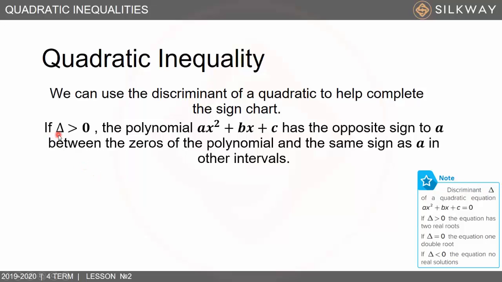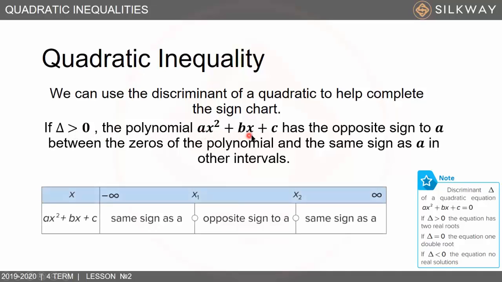If the discriminant is greater than 0, the polynomial ax squared plus bx plus c has the opposite sign to a between the roots, between the zeros. Here we have the opposite sign to a, and the same sign as a in the other intervals. Here we have the same sign as a.